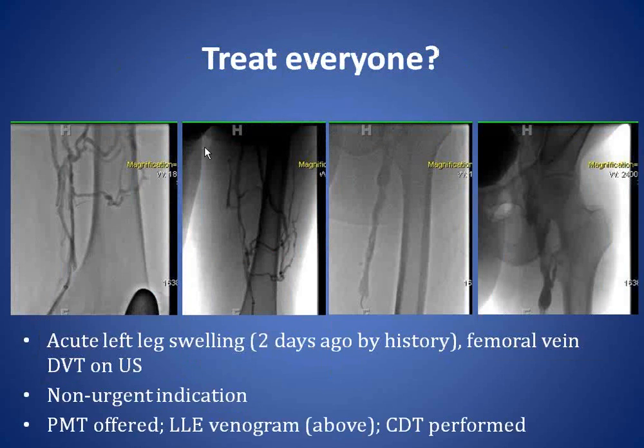So do you treat everybody? This is a guy that came here about 2 weeks ago. He said, well, I had swelling for the last few days. I've never had a DVT before. The swelling's getting better, but the ultrasound showed an acute clot. So we put the patient on the table, accessed the thrombosed popliteal vein, did a venogram, and there's all these funky channels that you typically see in a chronic process.